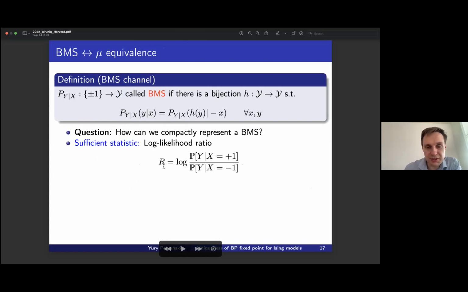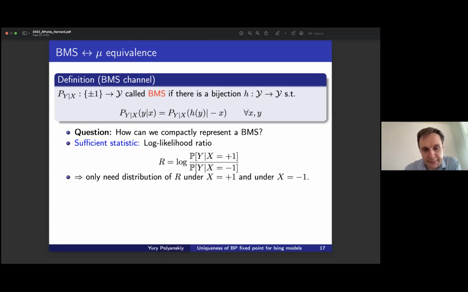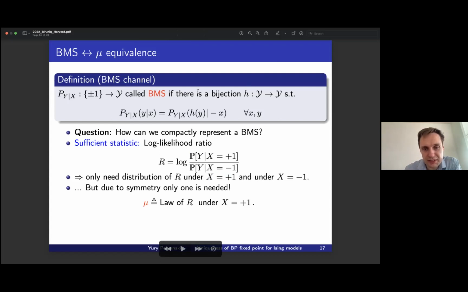So any channel can be converted into just observation of this log likelihood ratio. And then to describe a channel, it's sufficient to describe the distribution of this log likelihood ratio under both x equals +1 and x equals -1. But because we postulate the existence of this bijection, we require symmetry between the plus input and the minus input. You only need one input, you only need one law, which we call mu. This is the law of the log likelihood under x equals +1.